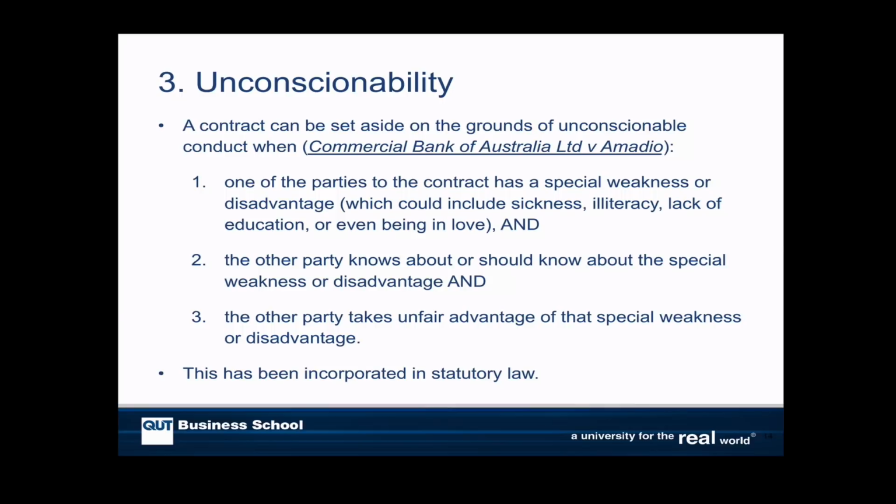Finally, unconscionability. A contract can be set aside when one of the parties has a special weakness or disadvantage. Now notice the difference here. In undue influence, there's a pre-existing relationship where one can influence the other. In unconscionability, there's no pre-existing relationship. What we have is one of the parties who has a special weakness. The other party knows about it or should know about it, and then they take unfair advantage of that. That's unconscionability. It's also been incorporated into consumer law, and we'll just touch on that next week.